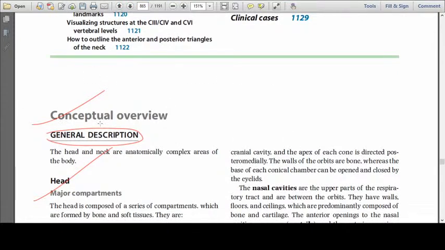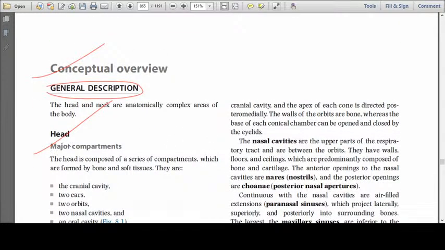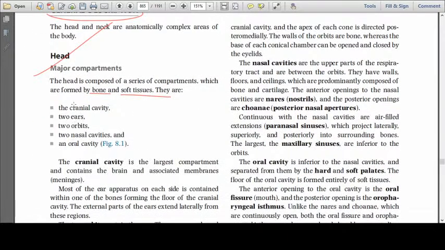So let's start. Conceptual overview, general description. The head and neck are anatomically complex areas of the body. Head, major compartments. The head is composed of a series of compartments formed by bone and soft tissues. They are the cranial cavity, two ears, two orbits, two nasal cavities. Orbits are basically the part in which the eyeball lies. And the oral cavity.